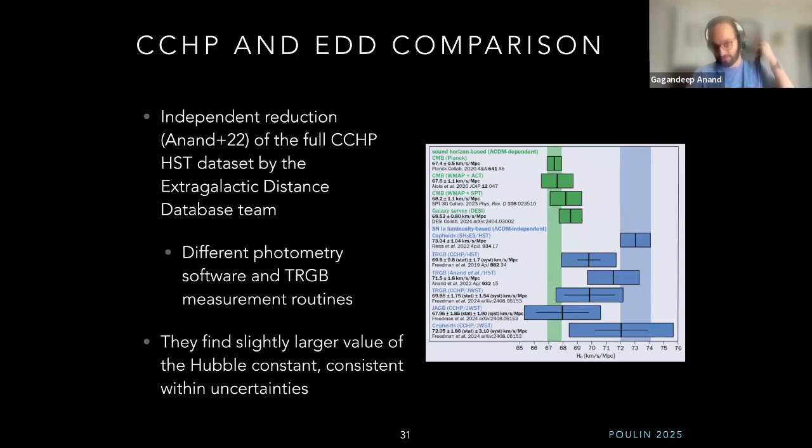Members of the extragalactic distance database team, we performed an independent reduction of the full CCHP HST data set, and you can see those two measurements on the right. Looking at the blue ones, those are the late universe results. The first one is the SH0ES result from Cepheids and supernova, but then the next two are replacing the Cepheids with the TRGB stars. And you see they come in a little lower. And so perhaps there's something interesting going on there. Perhaps it's easing the tension. But I'll talk more about that in a little bit.